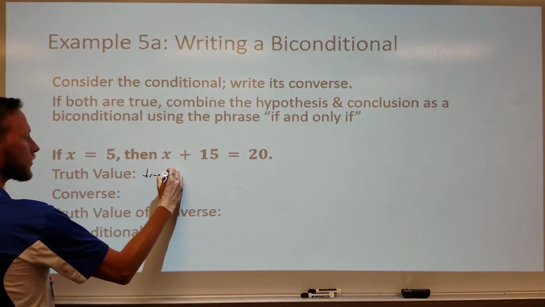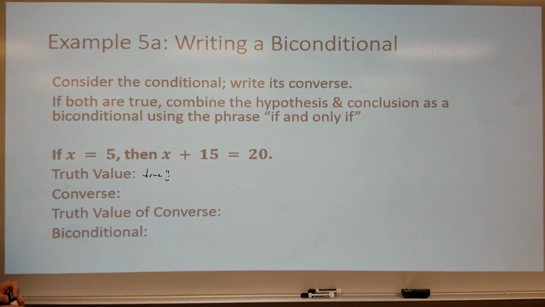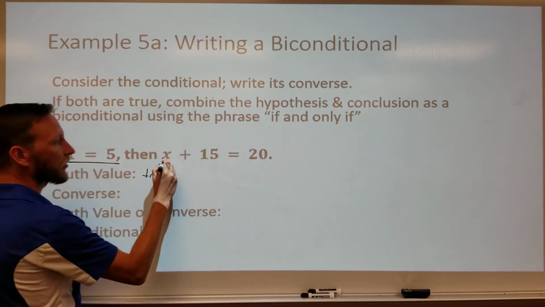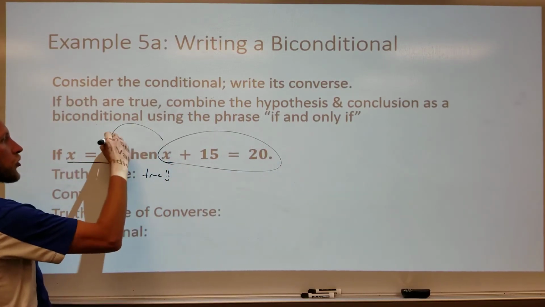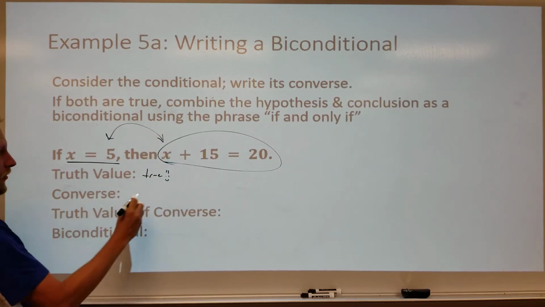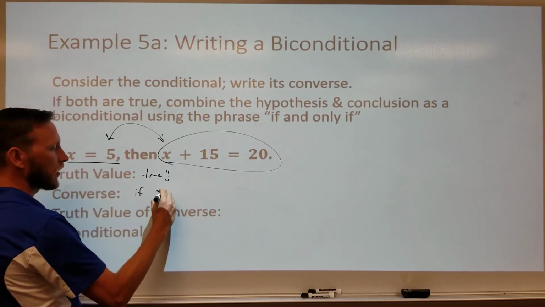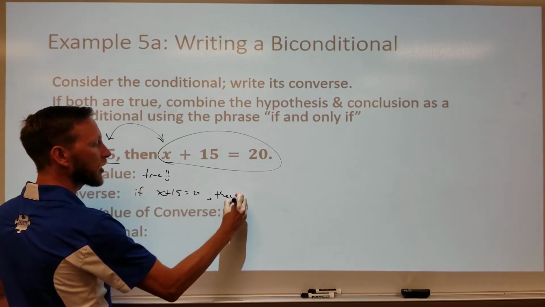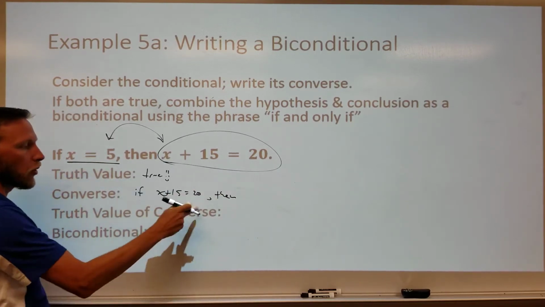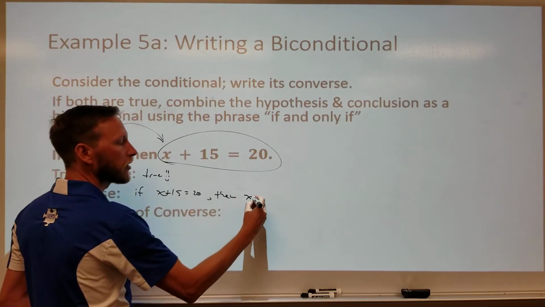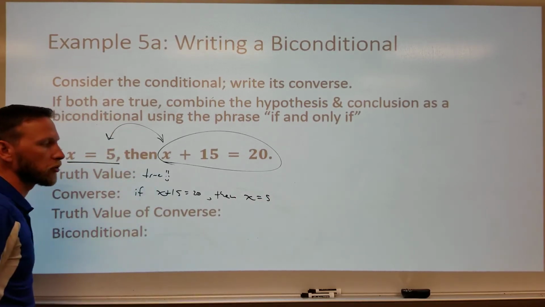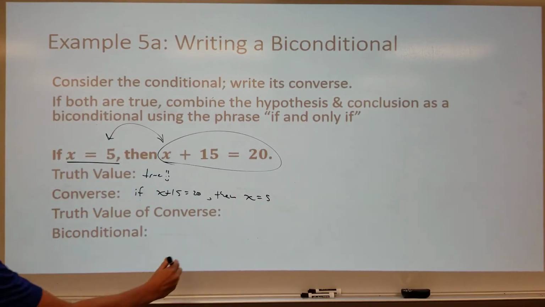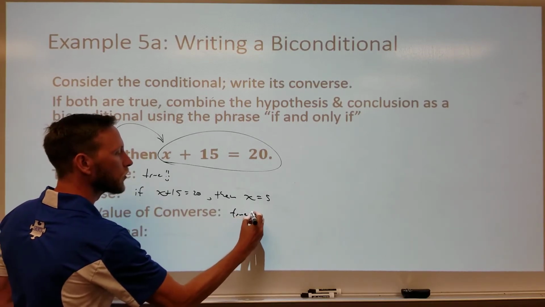It works. True, yay. The converse is when we flip that statement around. If this is the hypothesis and this is the conclusion, we're going to swap them for our converse. If x plus 15 equals 20, if I gave you that equation in your Algebra 1 class, you'd say, I would subtract 15 from both sides, and I would say if x plus 15 equals 20, then x is equal to 5. So this is also true.